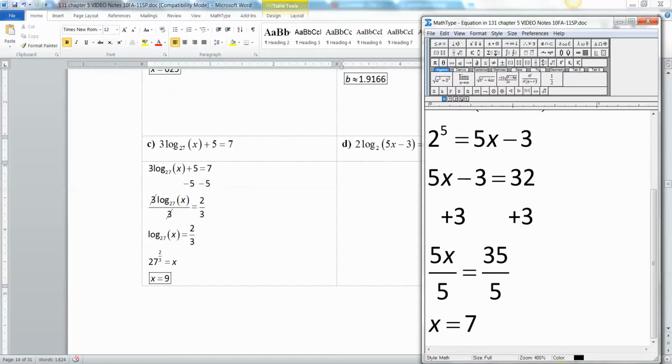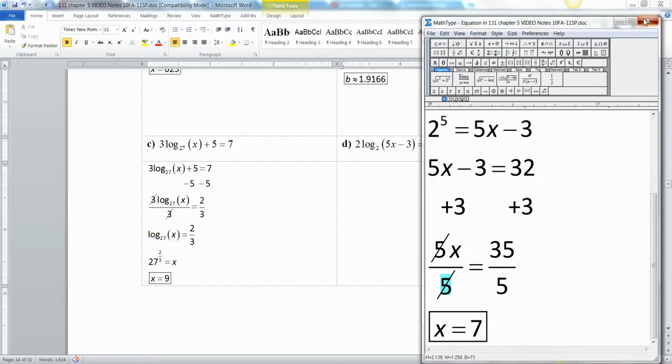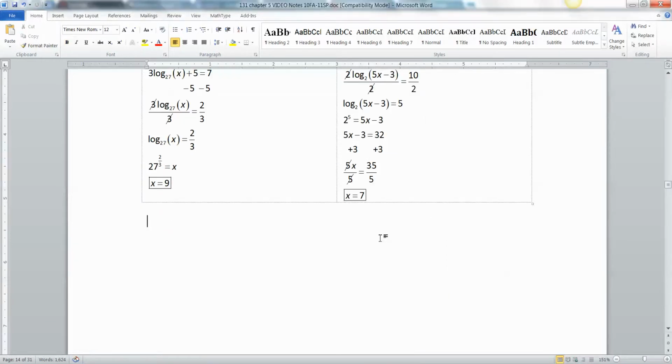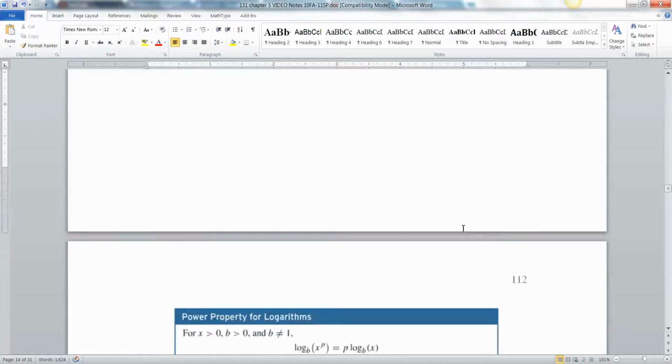Okay, done. I'll just show this division right there. All right, we're all done with those. All right, so let's see what's on the next page.